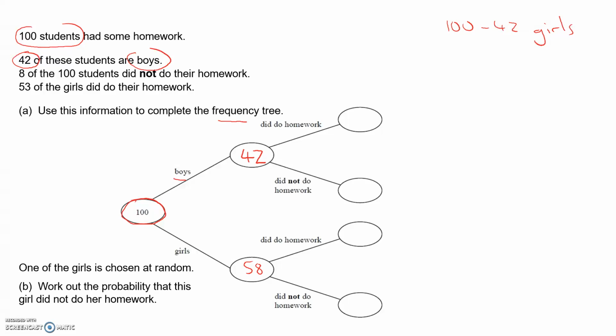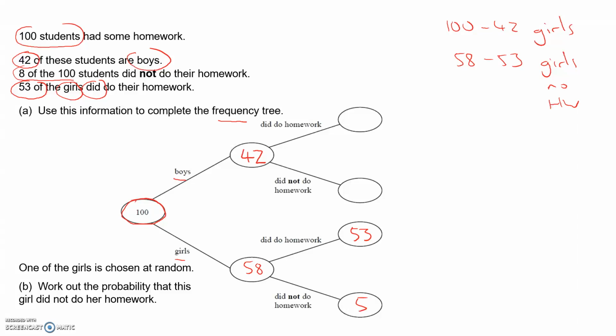8 of the 100 students did not do their homework. Well, we might need to come back to that one in a minute. 53 of the girls did do their homework. So we've got to find girls, that's here. And 53 of those girls did do their homework. So careful we get the right box. 53 did, and 58 girls in total. Subtract 53. That means that 5 girls did not do their homework. So, girls, no homework. Okay, so we get in there.